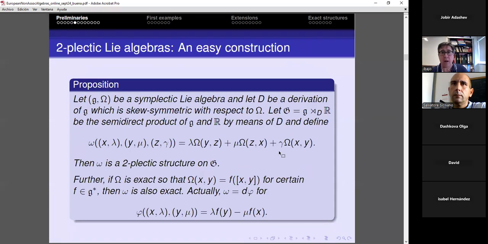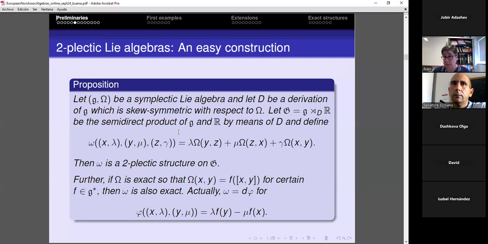First thing is, can we find simple examples in Lie algebras of these constructions? There's a very simple construction, which is to take a symplectic Lie algebra, this means just a Lie algebra with a non-degenerate closed 2 form, and a derivation which is skew-symmetric with respect to the form.